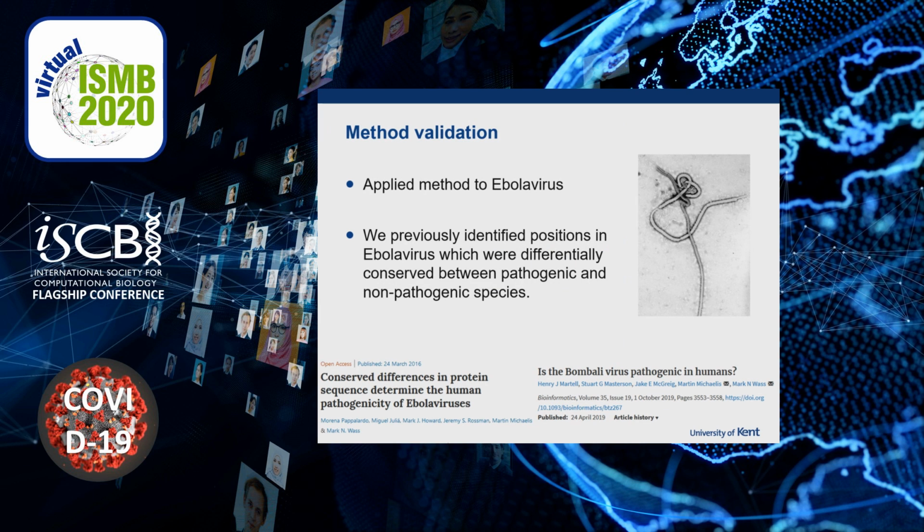This method has been applied previously in work published shown at the sites below, and in this work we looked at applying it to Ebola virus. So there are several pathogenic species in Ebola virus and one non-pathogenic species. And so we compared them and identified DCPs between them to try and work out where that source of pathogenicity was coming from.